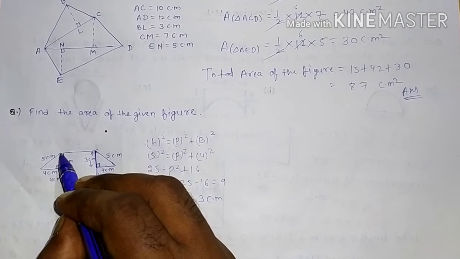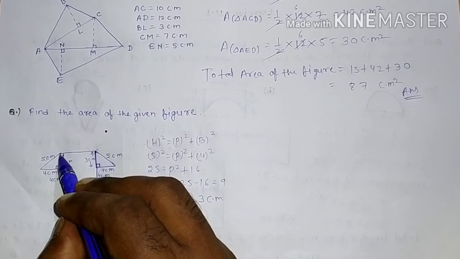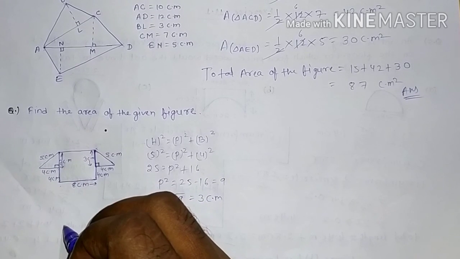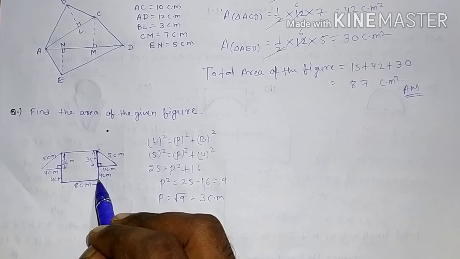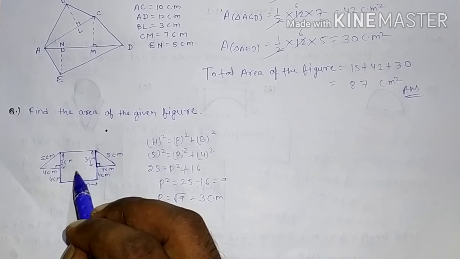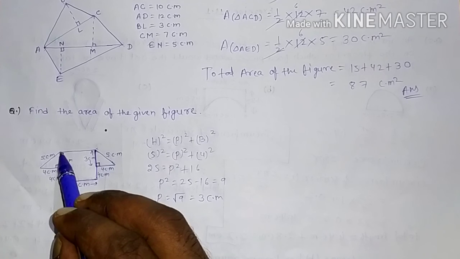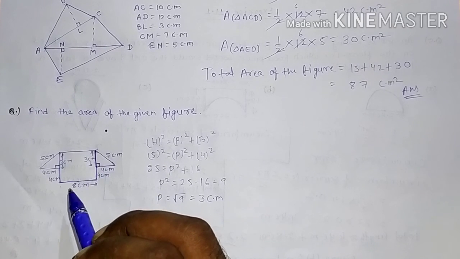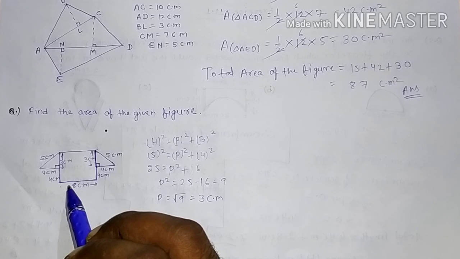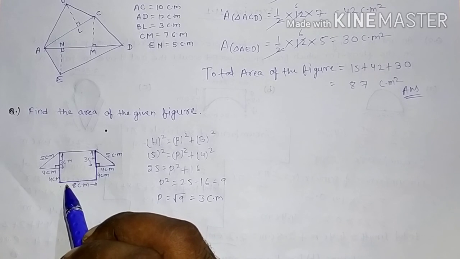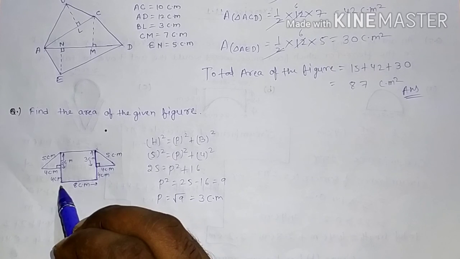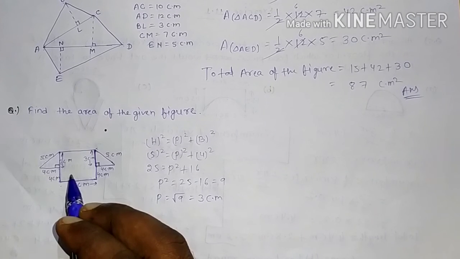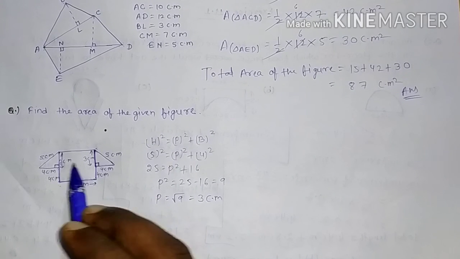Now the total side of this figure is 3 plus 4 centimeter, that is 7 centimeter, and this one is 8 centimeter. That means it is not a square, because in a square all sides are the same, but here there are different sides. This is 7 centimeter and this is 8 centimeter. So simply we have to find the area of this figure.